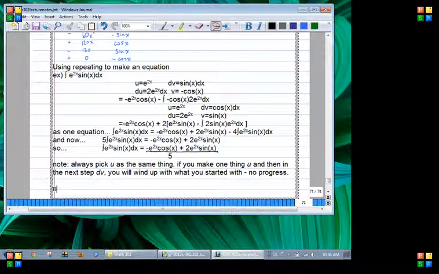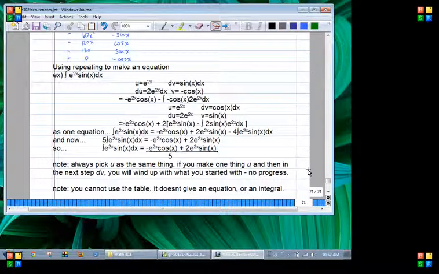Okay. So another thing is that you cannot use the table. Why? Because it doesn't give an equation. Or what I should say is, if you use the table, you have to be very clever about how you use it. You have to be paying attention to what the resulting integral is, and you can't really keep track of that using the table, because the table doesn't spit out an integral. It just spits out all the UVs. So you really can't use the table there. Okay. So like I said, there are some advanced uses of integration by parts. This one, as you can see, is a pretty tricky one.